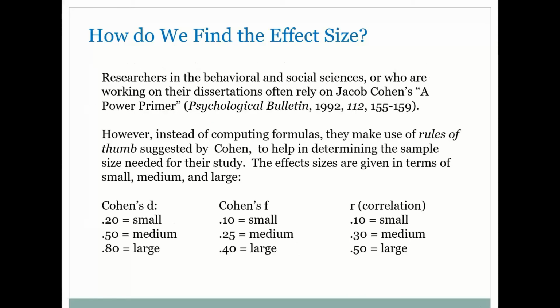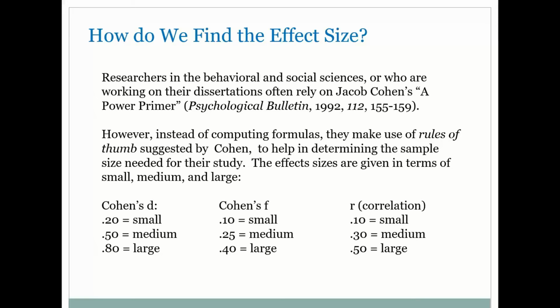So how do we find it then? Well, researchers in behavioral and social sciences or working under dissertation will use Cohen's power primer. That was in 1992. Holds up, still good, but he has a whole list in there of all common tests and what different effect sizes are.